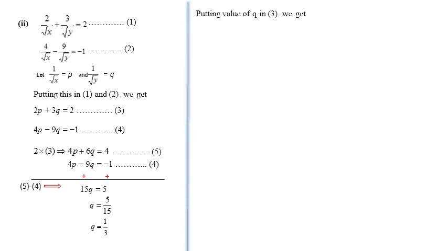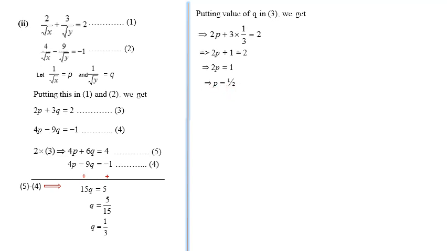Now we have to substitute this into equation number 3. Here 2p plus 3 into q, the value of q we have got is 1 by 3. So 3 into 1 by 3, the 3 and 3 will be cancelled, and finally it becomes 2p plus 1 equal to 2. 3 cancelled and we have 1 balance. Next, 2p is equal to 2 minus 1, so this plus 1 goes to the right side and becomes minus. 2 minus 1 is 1 here, and p is equal to 1 by 2.